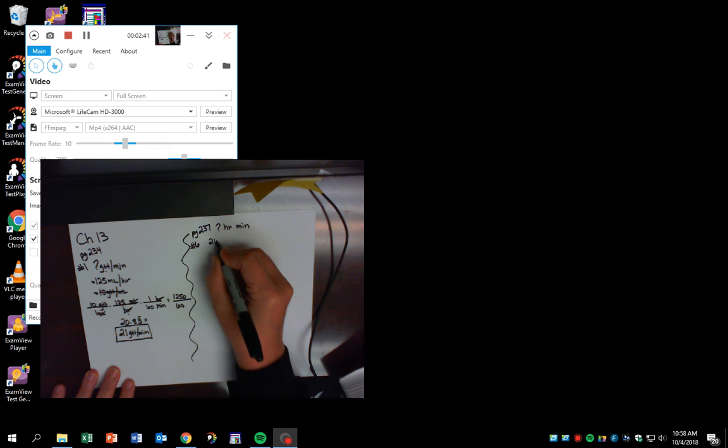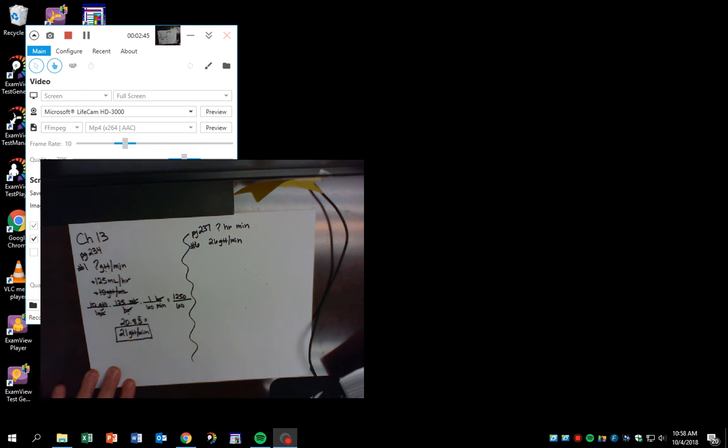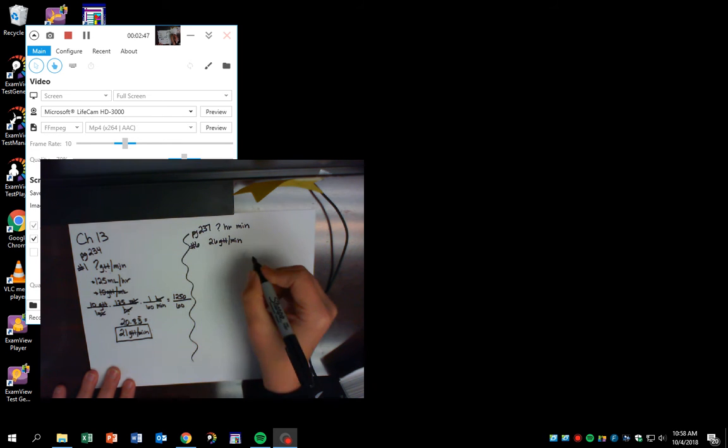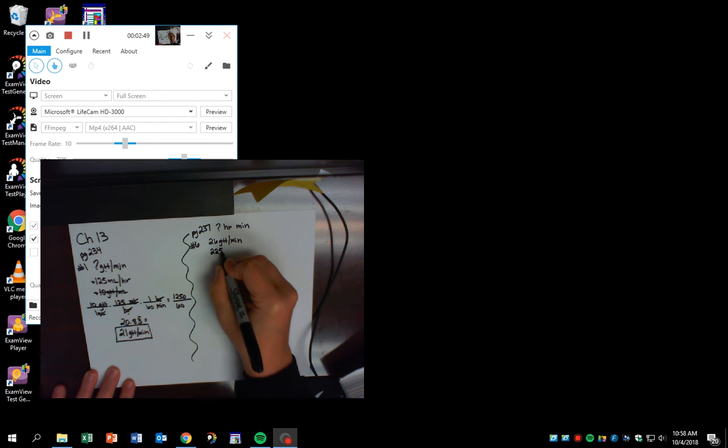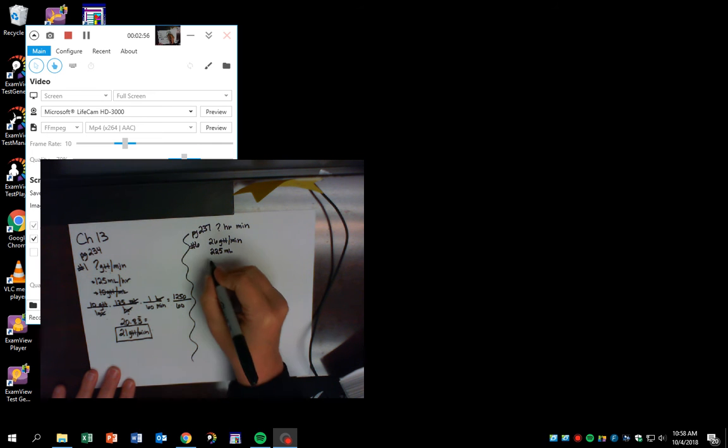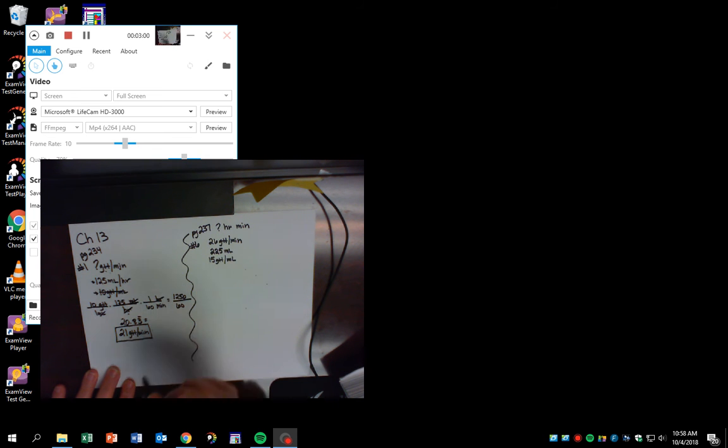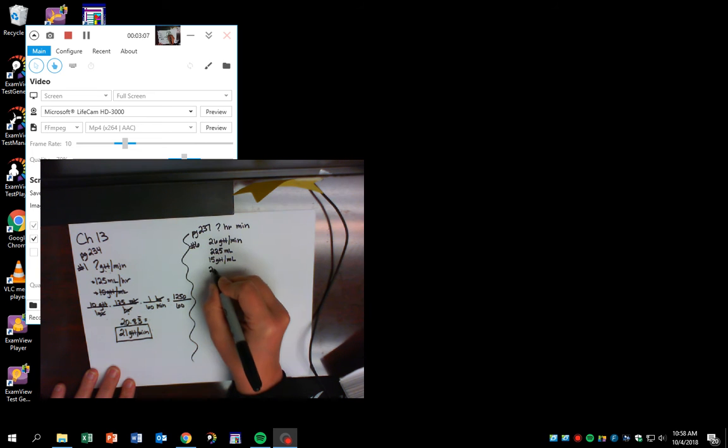Number 6 says an IV is infusing at 26 drops per minute. There is 225 milliliters remaining in the IV bag. The drop factor for the tubing is 15 drops per milliliter. And the current time is 2350.